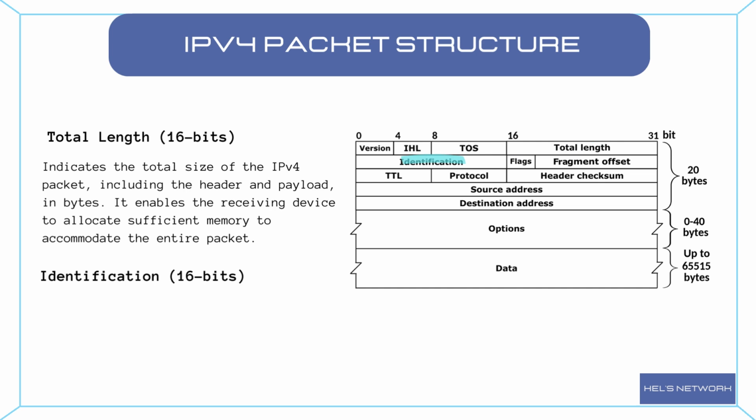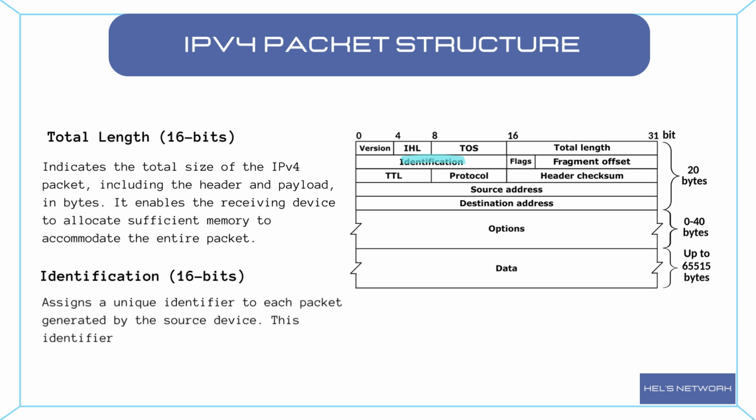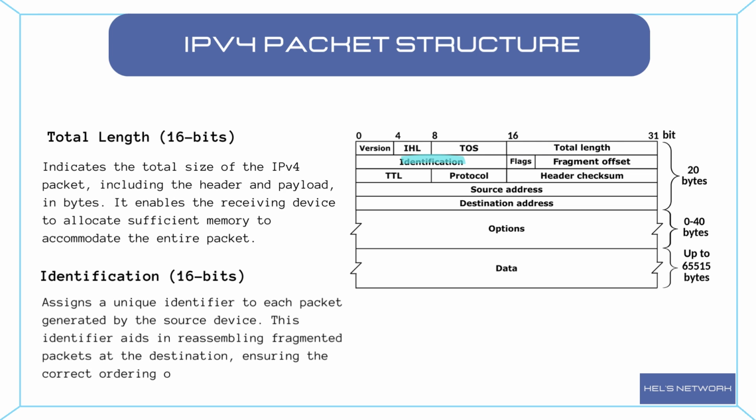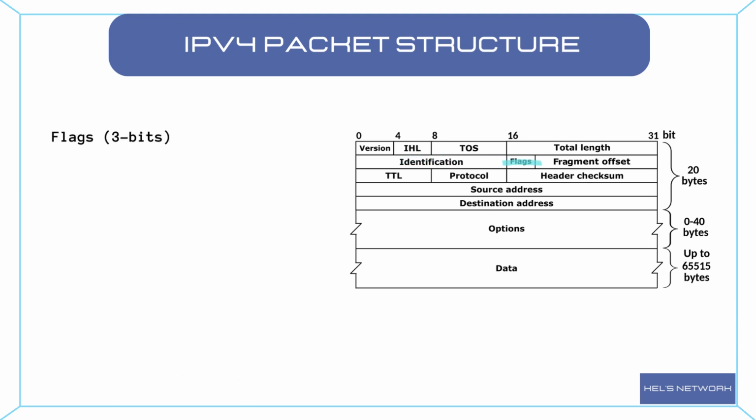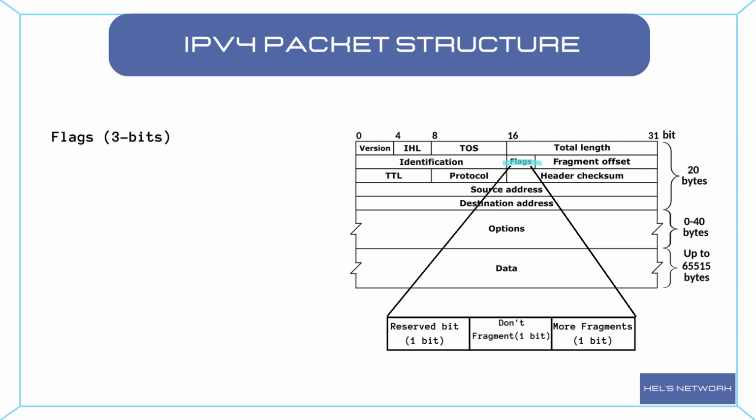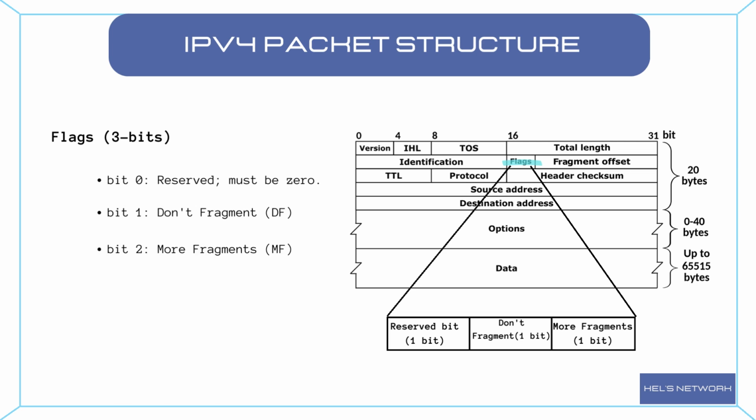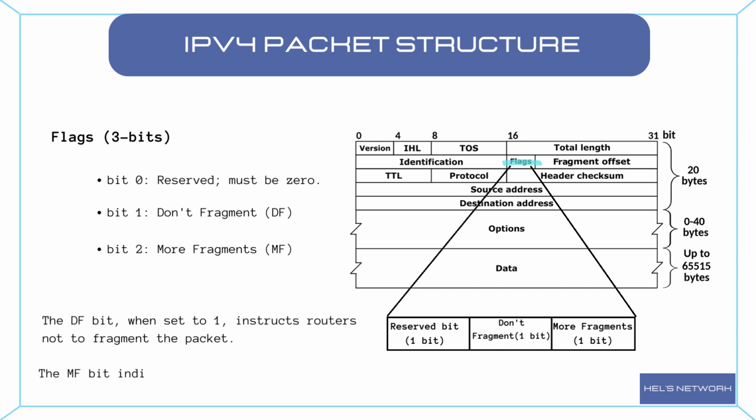The identification field assigns a unique identifier to each packet generated by the source device. This identifier aids in reassembling fragmented packets at the destination, ensuring the correct ordering of the original data. The flags field consists of 3 bits used to control the fragmentation process. These bits include the reserved bit, the don't fragment (DF) bit, and the more fragments (MF) bit. The DF bit, when set to 1, instructs routers not to fragment the packet, while the MF bit indicates whether the packet is part of a fragmented sequence.